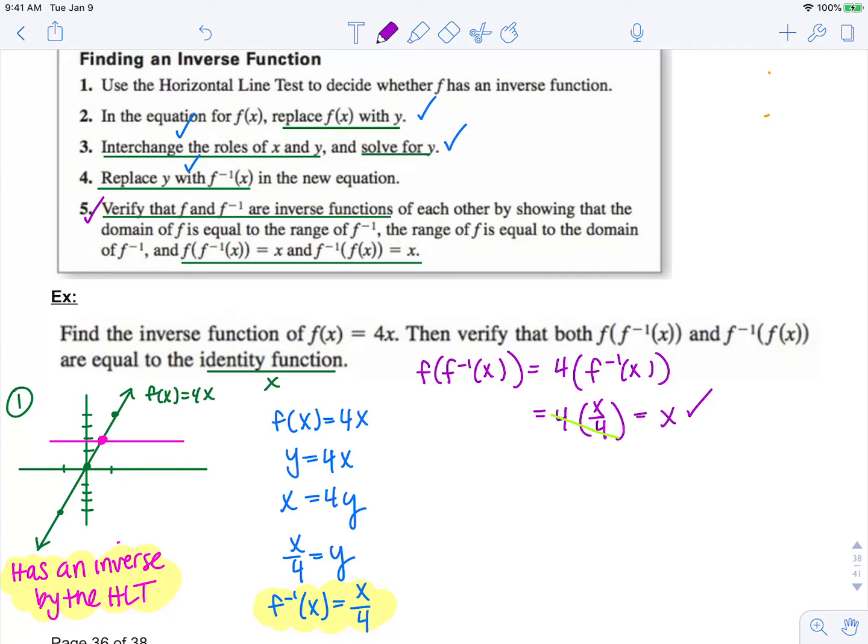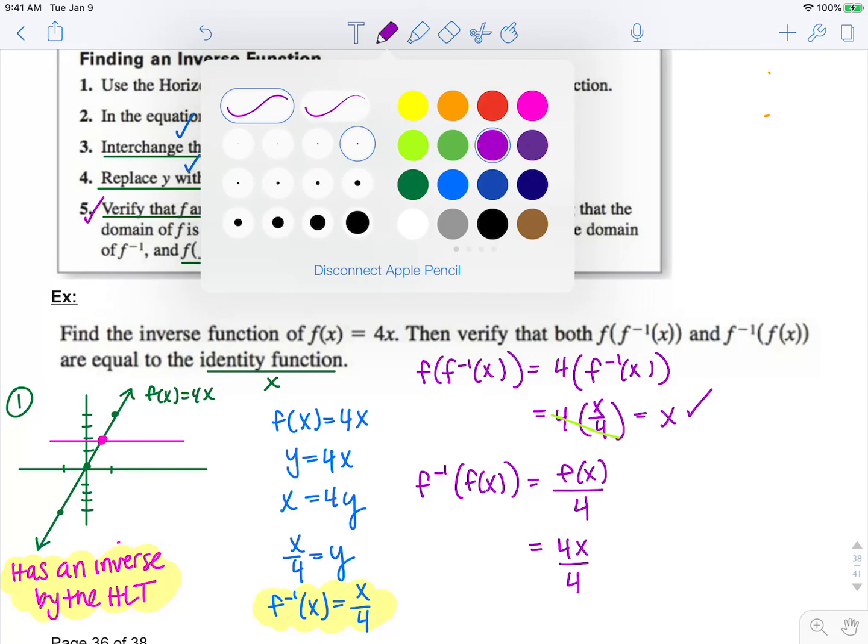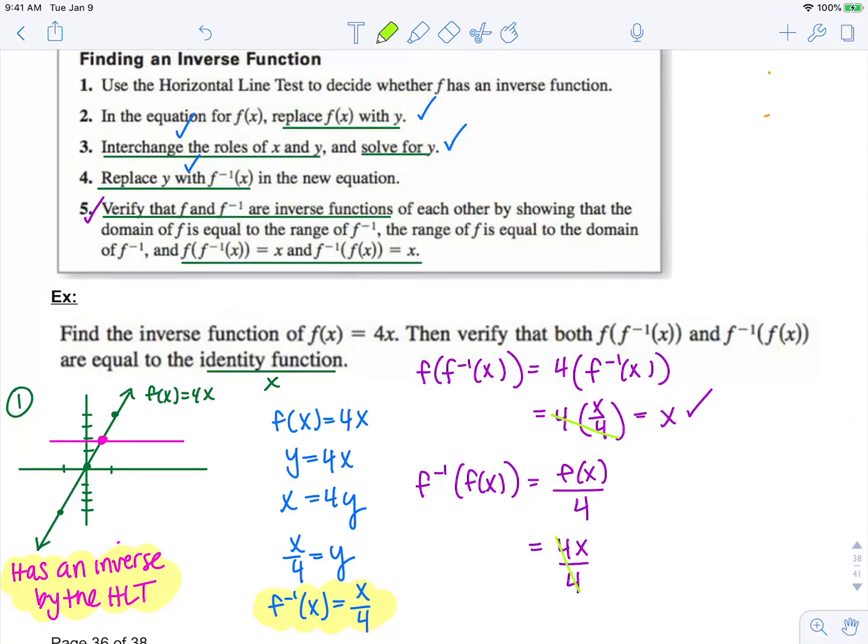Now I'm going to check the opposite way. F inverse of f of x. Now I'm plugging f of x into my inverse. That's going to be f of x over 4. But remember that f of x is 4x, and the 4 over 4's cancel. So I am left with x.